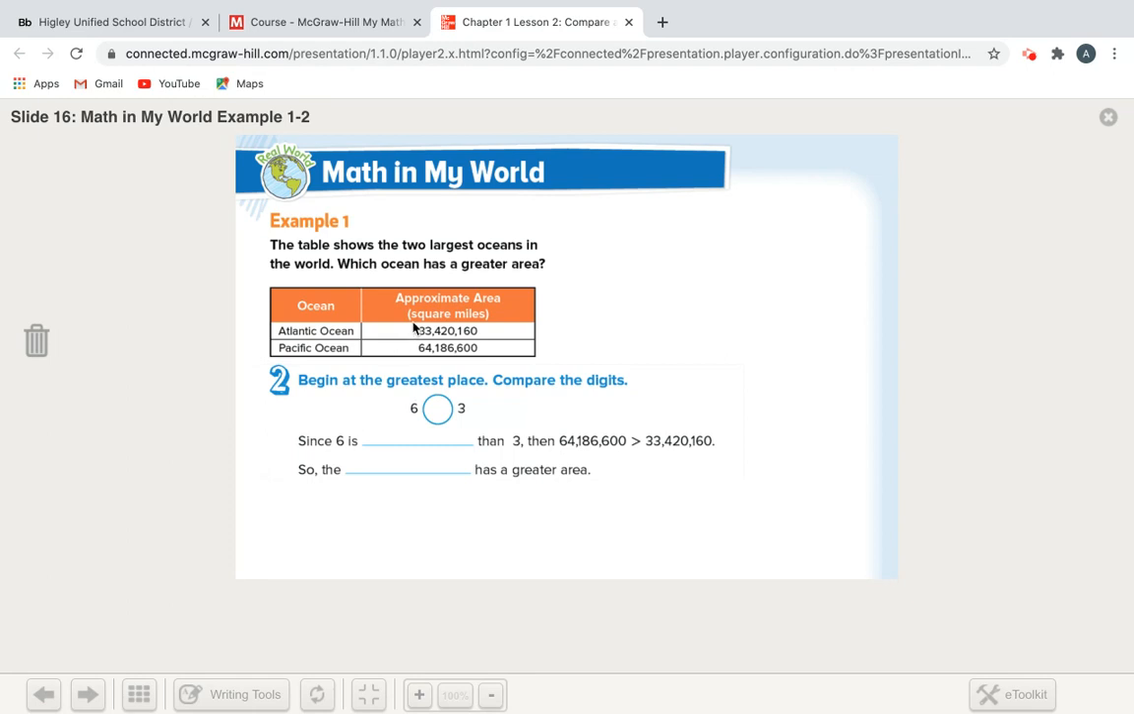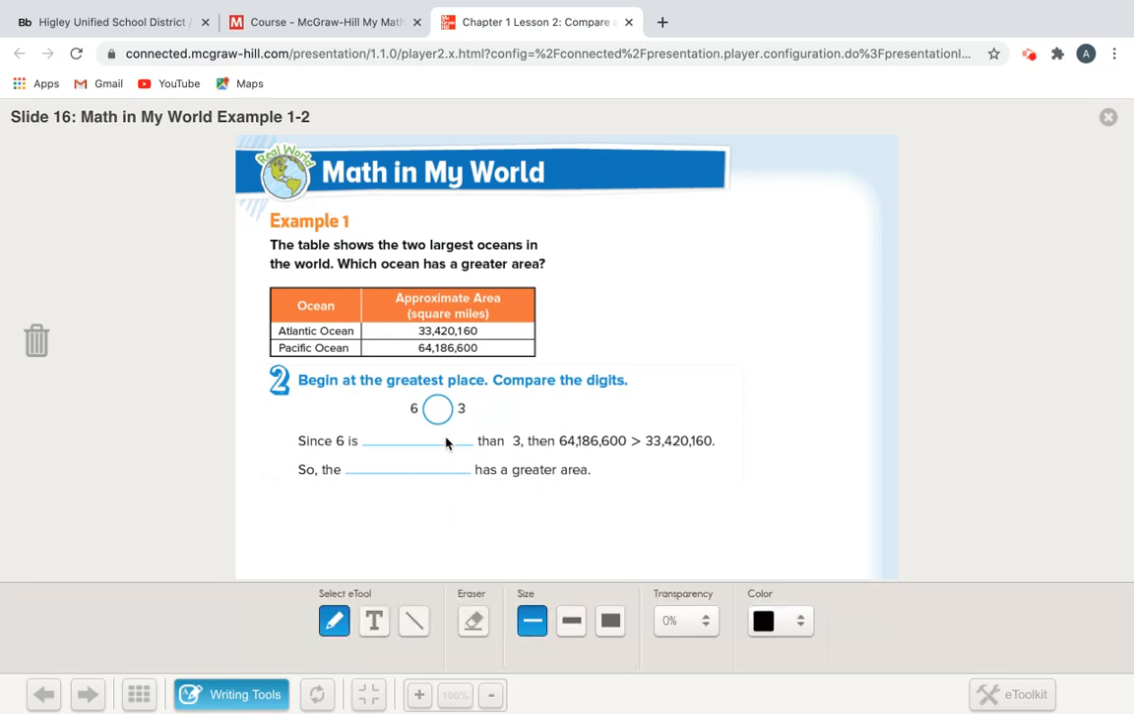So now, we have our numbers lined up. Begin at the greatest place value. Compare the digits. Well, 6 is obviously greater than 3. And we need to remember that we always read a math problem just like we would a sentence from left to right. So 6 is greater than 3. So since 6 is greater than 3, then 64,186,600 is greater than 33,420,160. So the Pacific Ocean has the greater area.